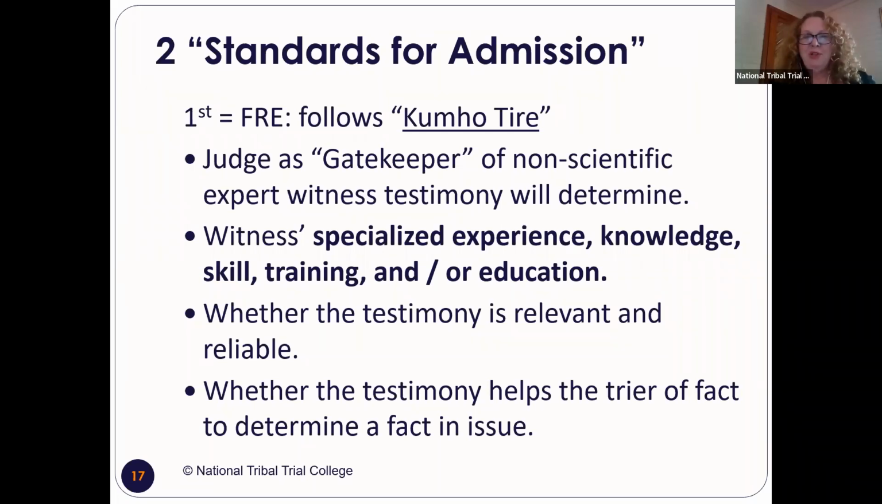So, two standards for admission. If your tribe follows the federal rules of evidence, they likely follow something called Daubert and Kumho Tire. The rules set forth there make the judge the gatekeeper, and your expert witness has to have specialized experience, knowledge, skill, training, or education. They have a couple of those factors too. They have to have relevant and reliable testimony, and the testimony has to assist or help the trier of fact, which is the judge or the jury, to determine a fact in issue.